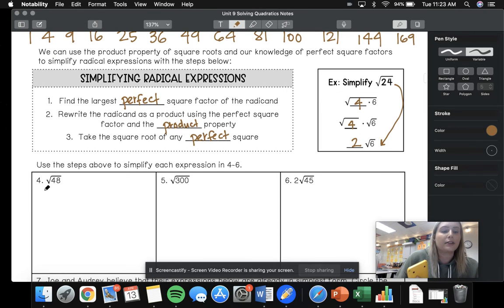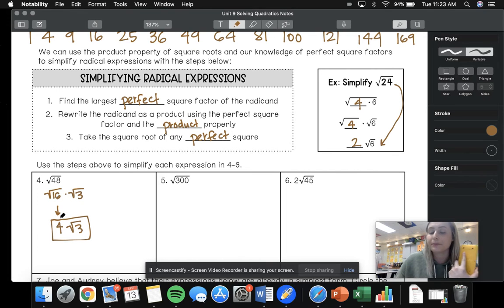So I know that the square root of 48 is the same as the square root of 16 times the square root of 3, because 3 times 16 is 48. Now I know that the square root of 16 is 4. I don't know the square root of 3. You get a really weird decimal. So simplified, this is just 4 times the square root of 3.